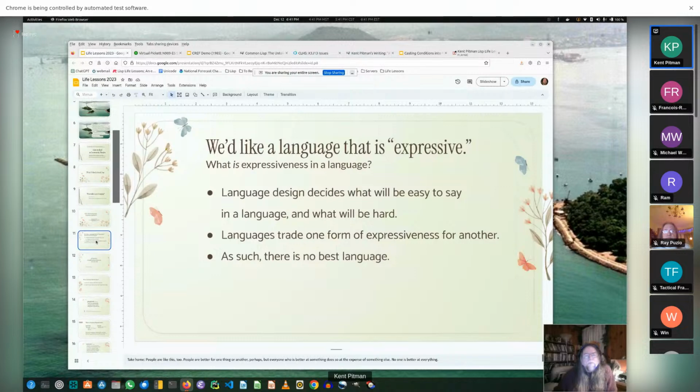So we'd like a language that's expressive, and so languages decide what will be easy to say and what will be hard to say. So they trade one form of expressiveness for another, and there can't be any best language.